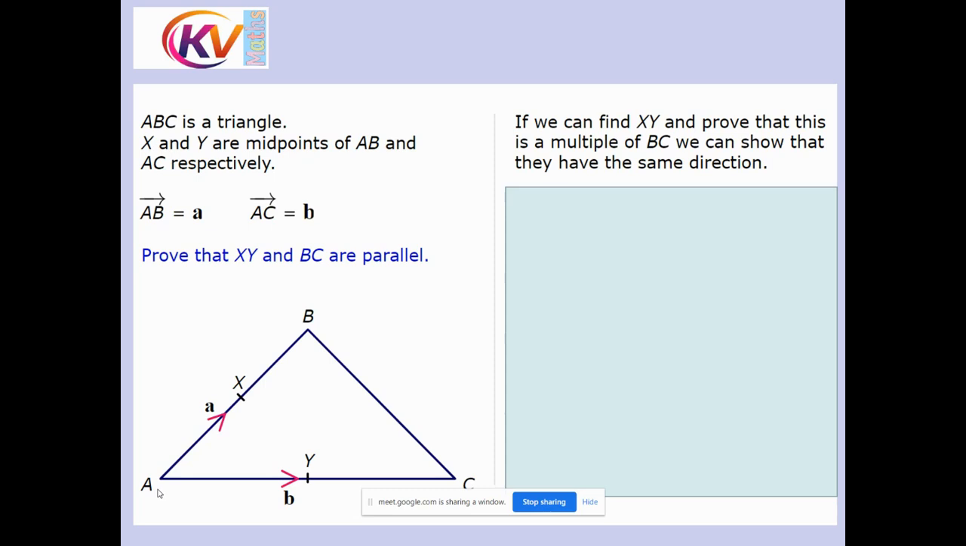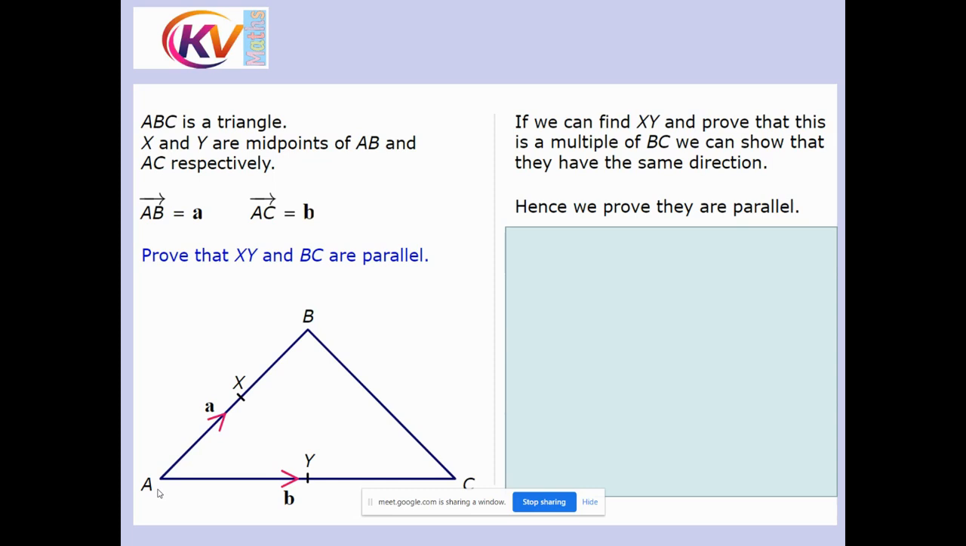All right, so in order to do this, we're thinking about what we did in that first question. So if we find XY, we need to prove that it is a multiple of BC. That shows that they've got exactly the same direction, and it's just one is potentially longer than the other one, but because they have the same direction, they would be parallel to each other. Okay, so that's what we are trying to do at this point. All right. Right, so I've got a request to slow down a little bit, so I'm happy to do that. That's fine. I'll give you a minute just to write that.